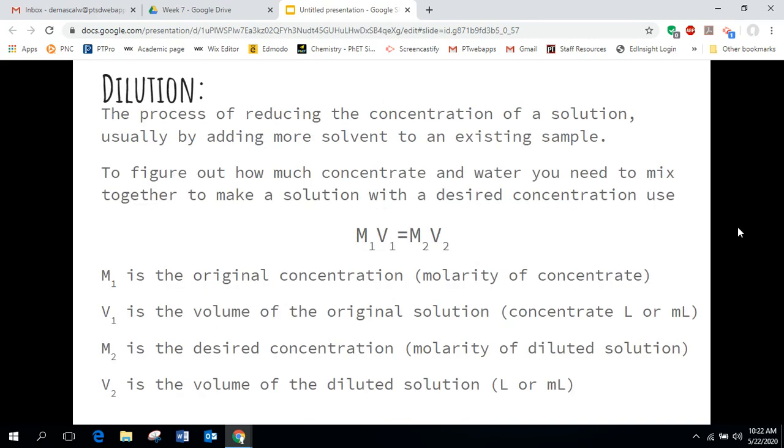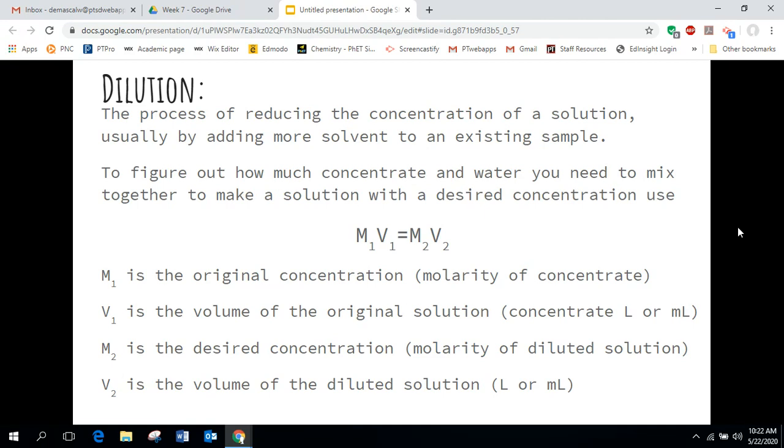Now, the last thing we're going to talk about, which may be the most relevant thing to you just in normal daily life, is this process called dilution. Dilution is the process of reducing the concentration of a solution. And we usually do that by adding more solvent to an existing sample. To figure out how much of the concentrate, the high molarity solution, and water you need to mix together, we can use this equation. M1V1 equals M2V2.